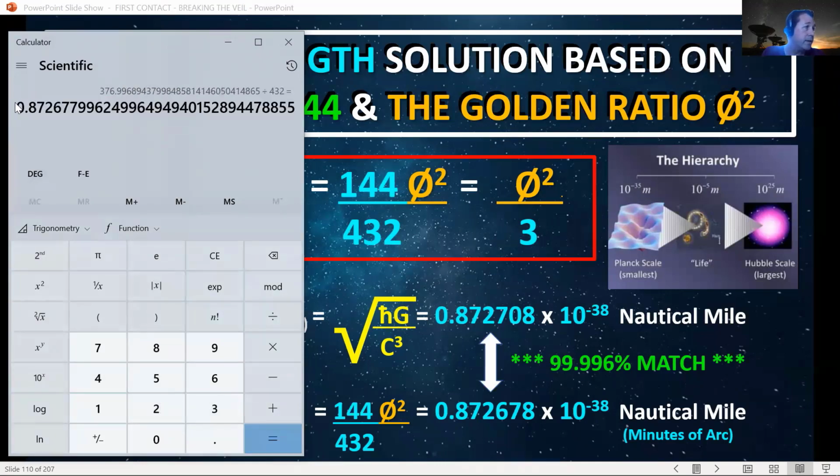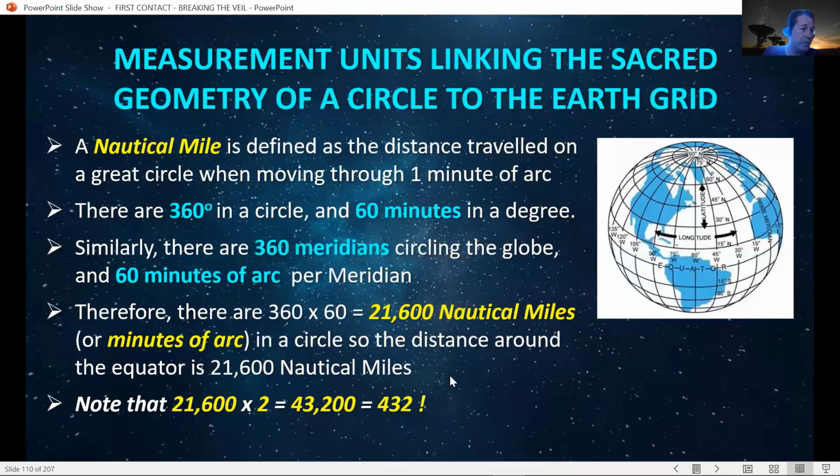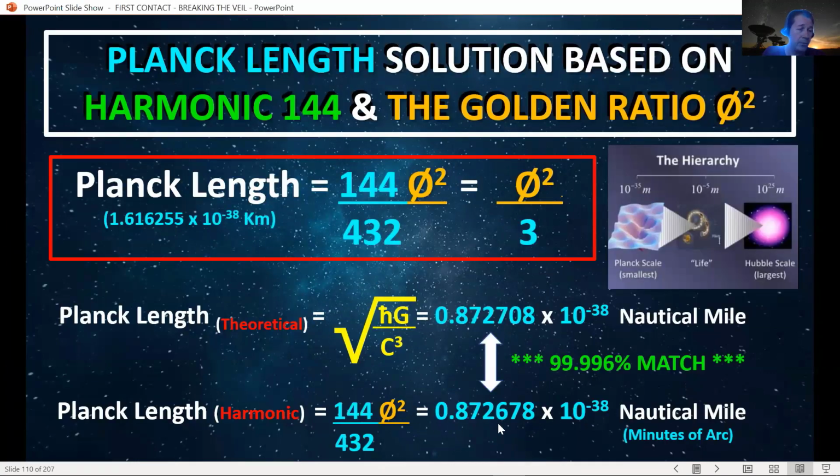We get 0.87266779, which is exactly the figure here that's rounded. You see here the figure? This is what we got. We just saw it on the calculator, so it's exact. So once we round it to the sixth digit, essentially we have a match of 99.996%. This is so significant. I'm still processing that information.